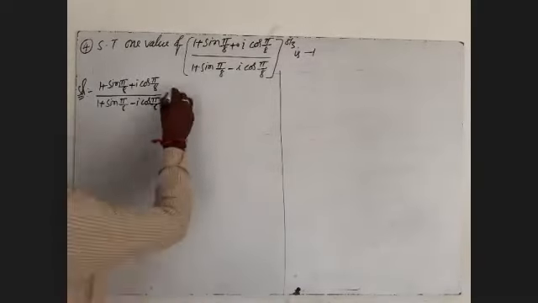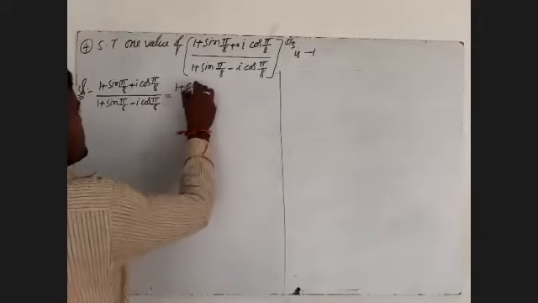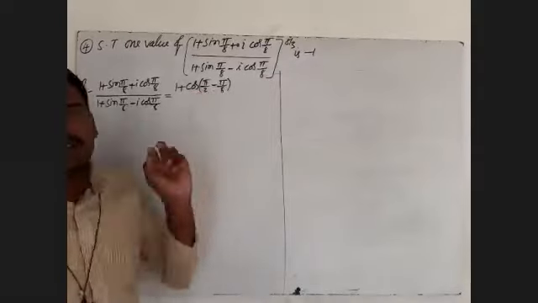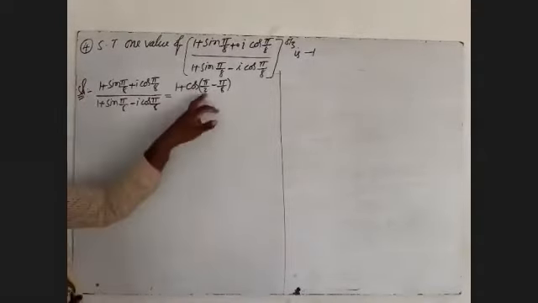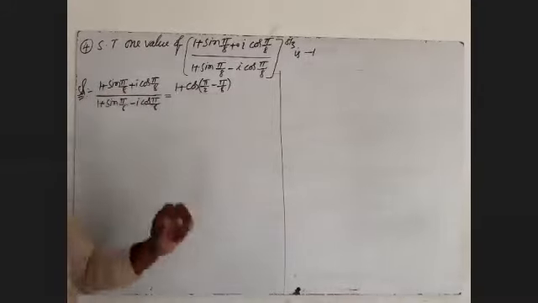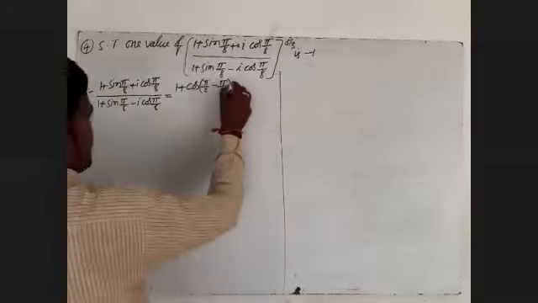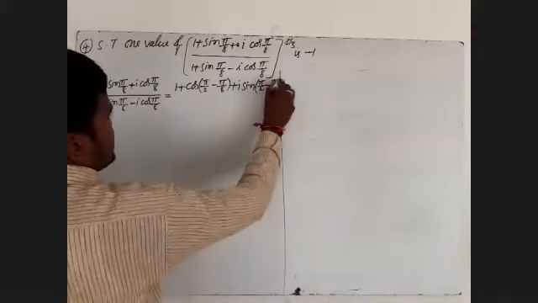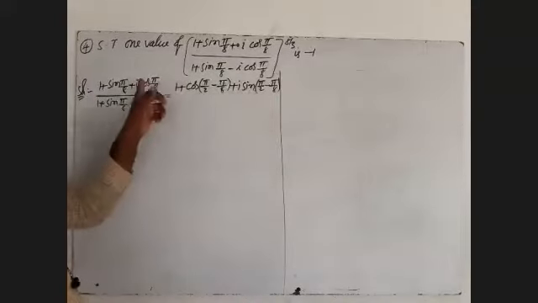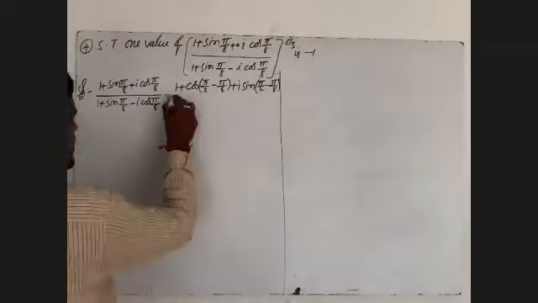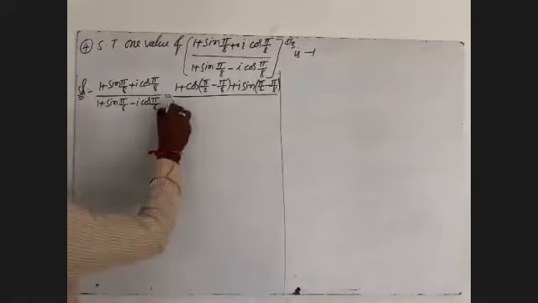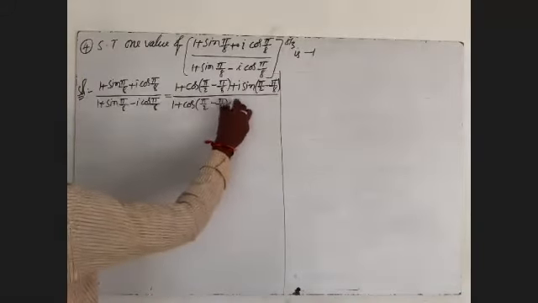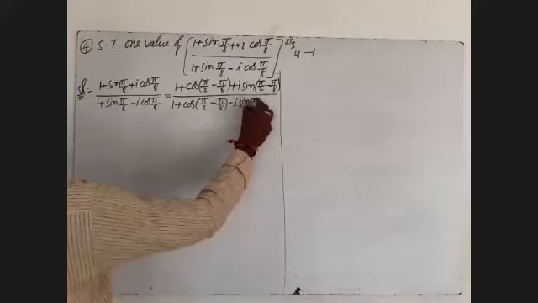Here we have to write 1 + cos(π/2 − π/8). We observe that 90 minus θ lies in the first quadrant, so cos becomes sin, and with θ here we have π/8. Again we write plus i sin(π/2 − π/8). Here also, for 90 minus θ, sin becomes cos. Then we take the denominator also: 1 + cos(π/2 − π/8) − i sin(π/2 − π/8).